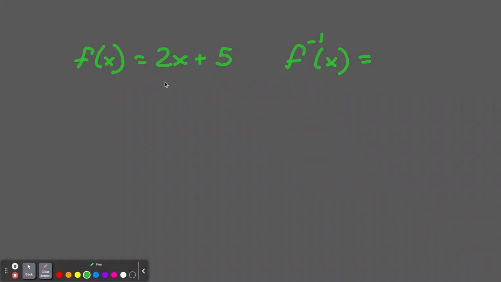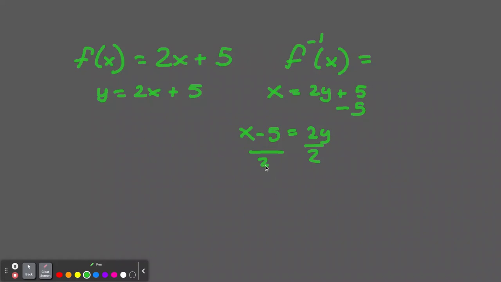So what we're going to do is say here it's y equals 2x plus 5. So in the inverse, we're going to make x equal 2y plus 5. We're going to be switching them, and then solve for y. So here we'll minus the 5 on both sides. And we're going to have x minus 5 equals 2y. And to solve for y, we have our inverse function here. So the inverse function will be x minus 5 over 2 equals y. That's the inverse function.